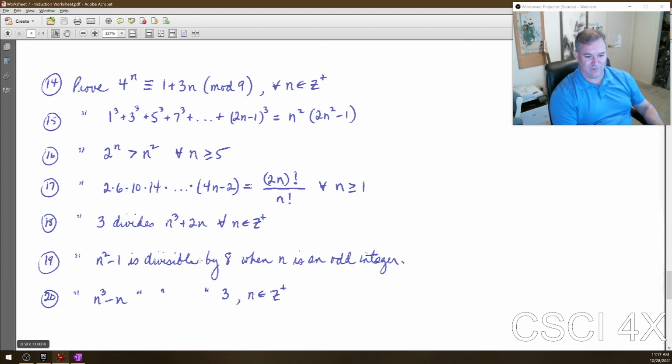The double quote means use the words above. So this is saying prove, you just follow that down. Prove that n cubed minus n is divisible by 3. Base case of 1. And so that would follow the same format that we just did. For 17, it's got a factorial. That's a little interesting. For all n greater than or equal to 1. So it's a normal base case, and it's a multiplication with a factorial.